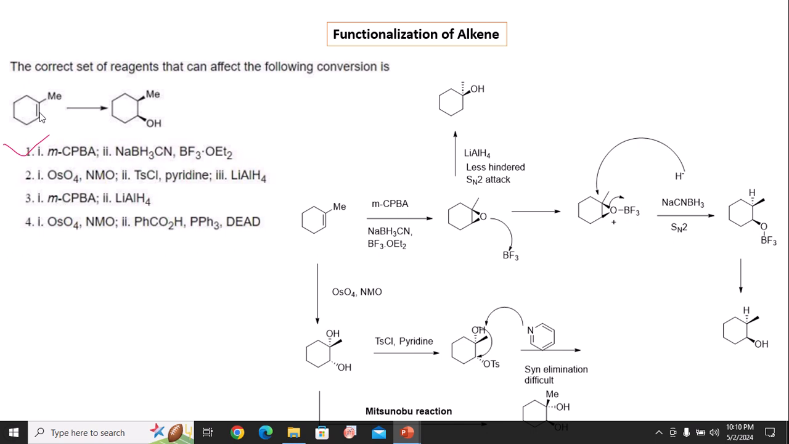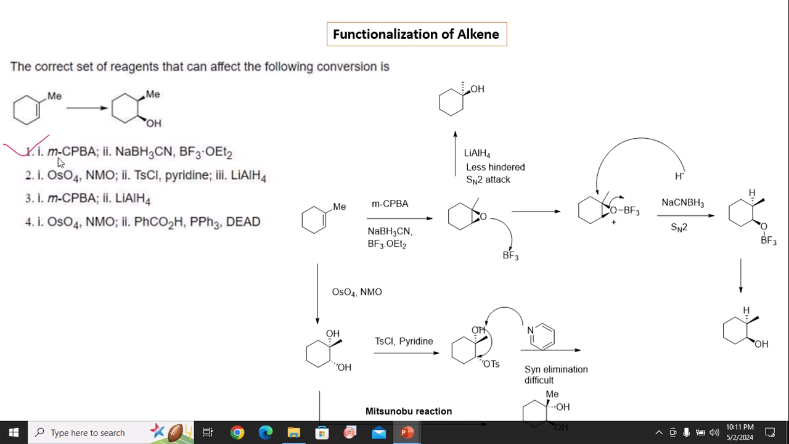Now the problem is, the correct set of reagents that can affect the following conversion is. Here different types of reagents are given for this conversion. Here the less substituted alcohol group is formed.